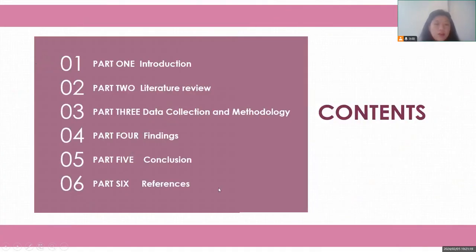There are six parts in my paper. Part 1, introduction. Part 2, literature review. Part 3, data collection and methodology. Part 4, findings. Part 5, conclusion. Part 6, references.